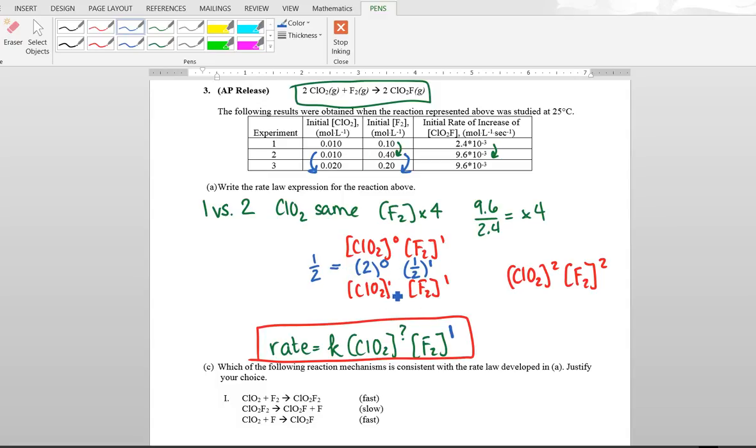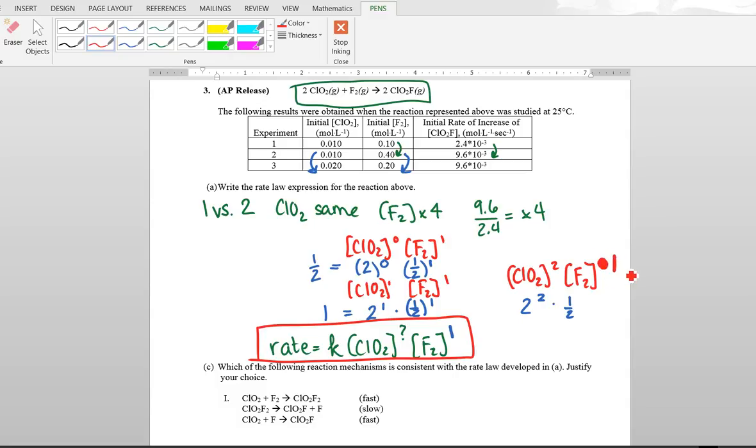Let's think about this scenario. What if ClO2 were first order? Then this would be 2 to the power of 1 times 1/2 to the power of 1. So this would be 2 times 1/2. So in this scenario, the rate would remain unchanged. And over here in this scenario, when I double ClO2 and F2 is cut in half, whoops, I just realized I made a mistake here. This is actually supposed to be a 1.